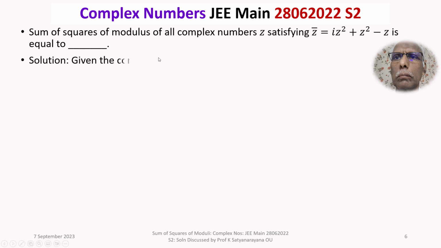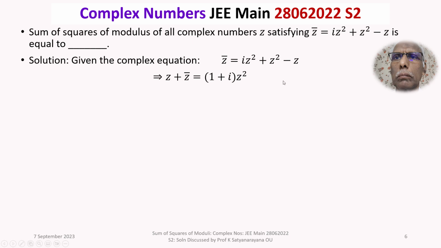We now discuss the solution of the problem in detail. We are given the complex equation z bar = iz² + z² − z. So this is written as z + z bar = (1 + i) z².